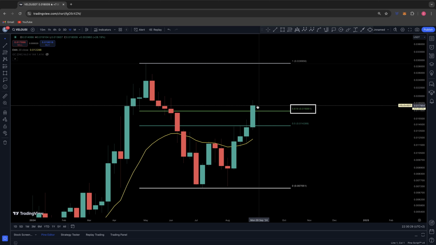So far so good. We are currently sitting at 0.018, which is fantastic. So we are currently around 7% up from this area that we need to close above. So far so good. Really healthy to see. If we can get the close out above this level, then we are looking really good in the near future.